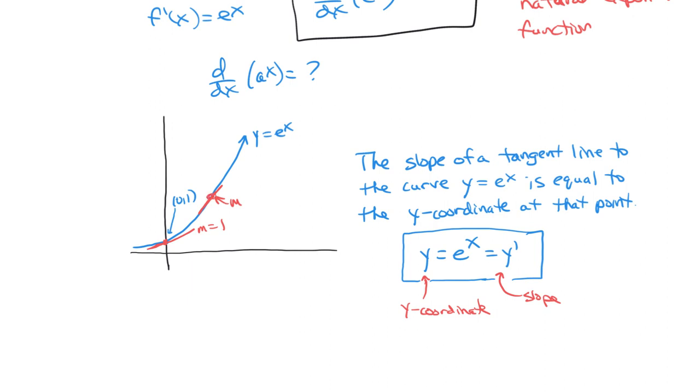All right, so it's just kind of an interesting thing that happens when you take the derivative of e to the x and it's still e to the x. So the main takeaway we need to know is that the derivative of e to the x is e to the x. And we'll see e to the x quite a bit in our calculus careers. But basically the little geometric takeaway is that the slope of a tangent line to the curve y equals e to the x is equal to the y-coordinate at that point.